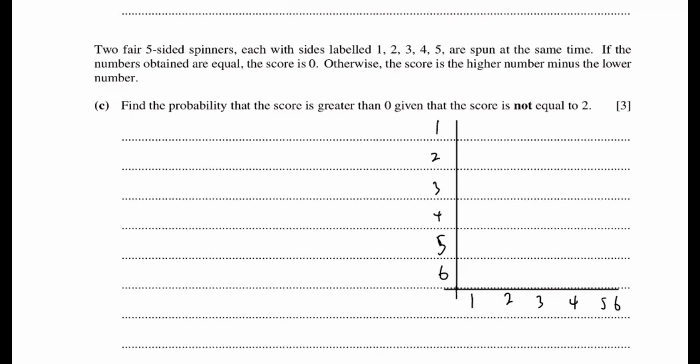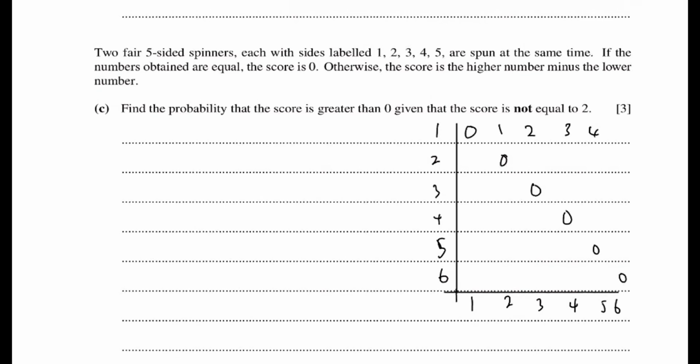So what they want, they say that if the number is equal, it is 0. So therefore you get 0, 0, and then 0, 0, 0, and 0. This one will be, and then what? Highest minus lowest. 2, 3, 4. Oh, it's a 5 spinner. Sorry, it's a 5 spinner. I did too much already. I thought it's 6.